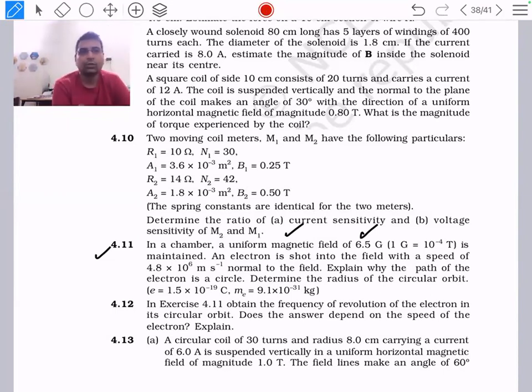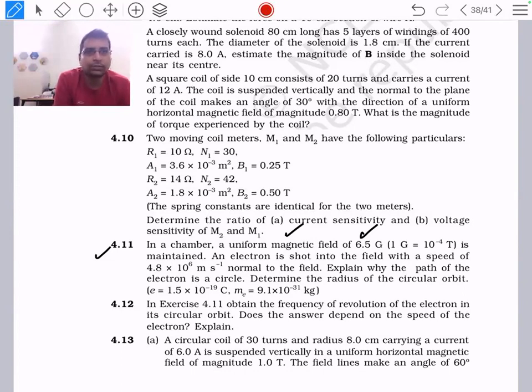Okay. So here there is a chamber in which a uniform magnetic field of 6.5 into 10 power minus 4 Tesla. Generally Gauss is the CGS unit of magnetic field. You can make a note of it. G stands for Gauss, the same as Gauss's law. 1 Gauss is 10 power minus 4 Tesla. There is an electron shot into the field with a speed of 4.8 into 10 power 6 meters per second, normal to the field. Explain why the path of the electron is a circle. Determine the radius of the circular orbit.